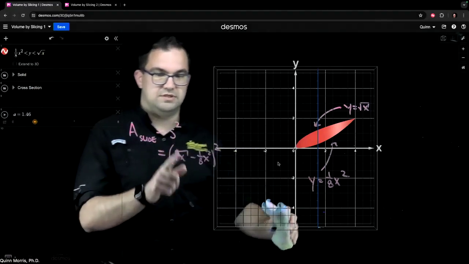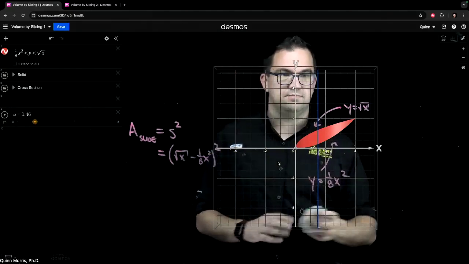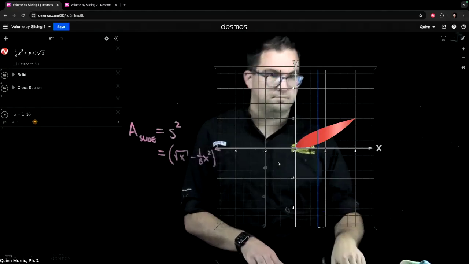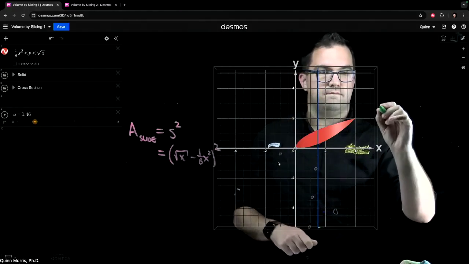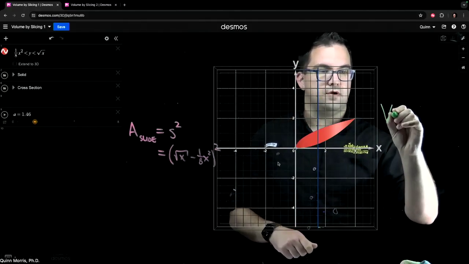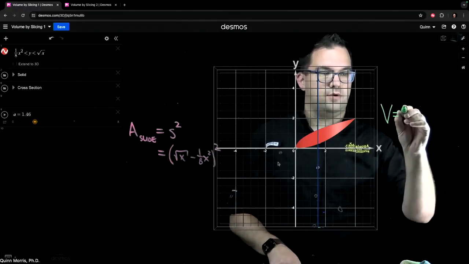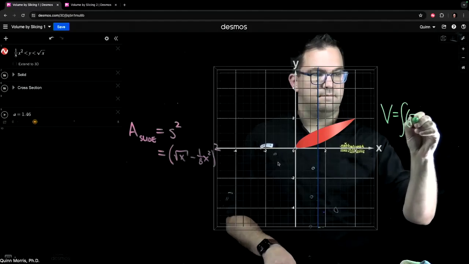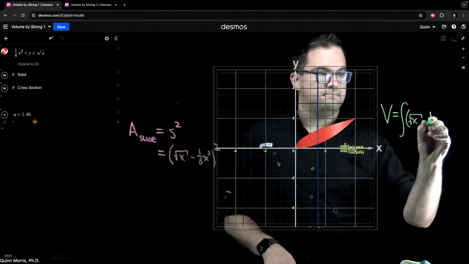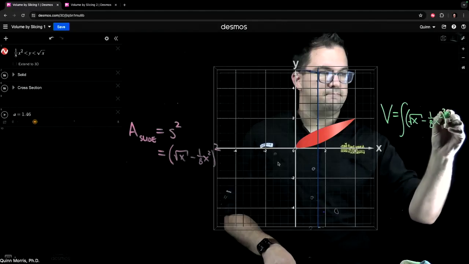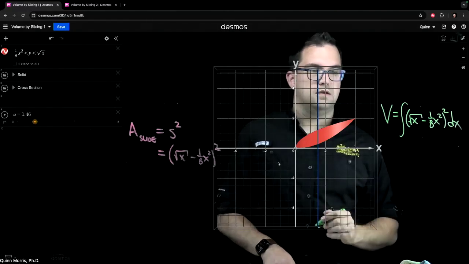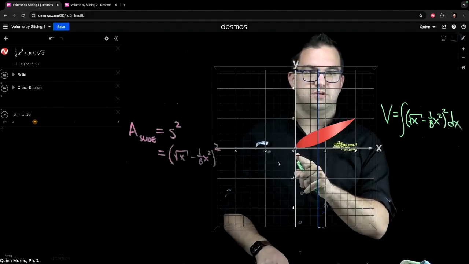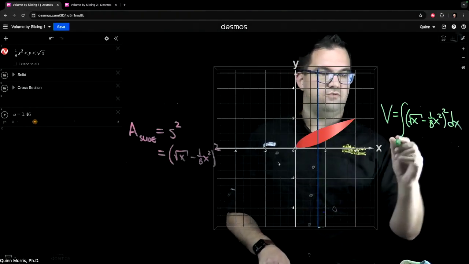Again, notice the area does depend on x. So now to find my total volume, I'm going to integrate each of those slices. So I'm going to integrate that. For x values, my x values over this region range from 0 to 4.